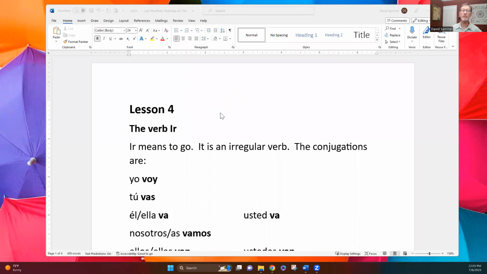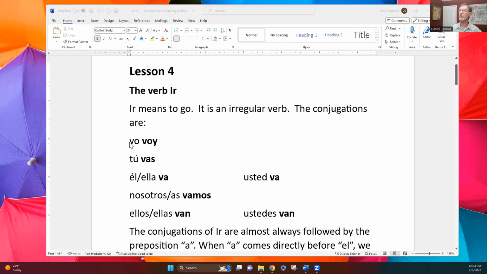The first thing we study in lesson 4 is the grammar of the verb ir. Now, ir is a very irregular verb. It means to go and is a very useful verb. So let's take a look at the conjugations. You can see how irregular it is. Yo voy, tú vas, él, ella, and usted va. Nosotros vamos, ellos, ellas, and ustedes van. There's your conjugations, voy, vas, va, vamos, and van.